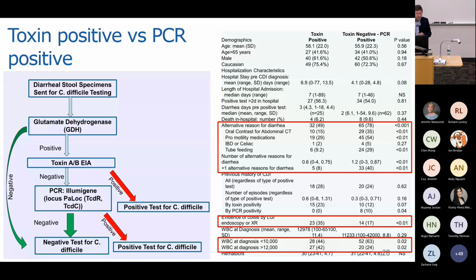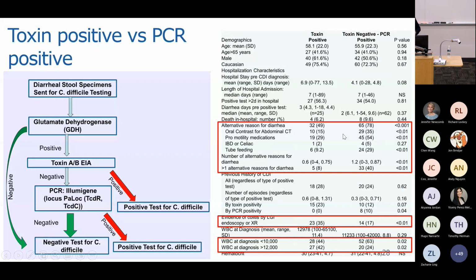But when we looked at Tufts, we used to have an algorithm in which we would do the toxin as well as glutamate dehydrogenase test. And if the toxin was positive, obviously the test was positive. If the toxin was negative, but the GDH was positive, this was consistent with colonization, with having the bacterium. And whether the toxin was falsely negative or truly negative, we didn't know, so we would do a PCR. So we decided to compare those toxin negative, PCR positive, with those who were toxin positive. And we found that these were two different patient groups.